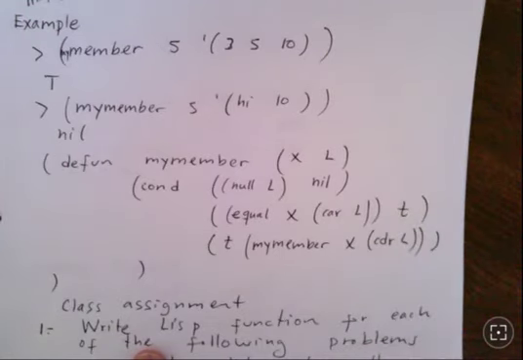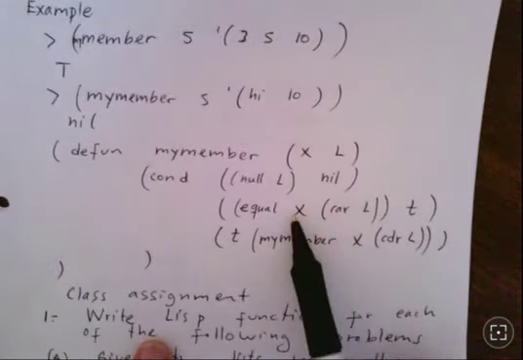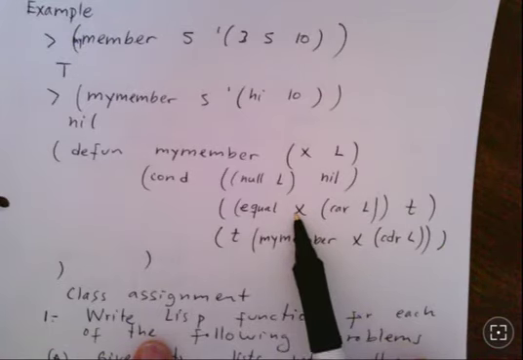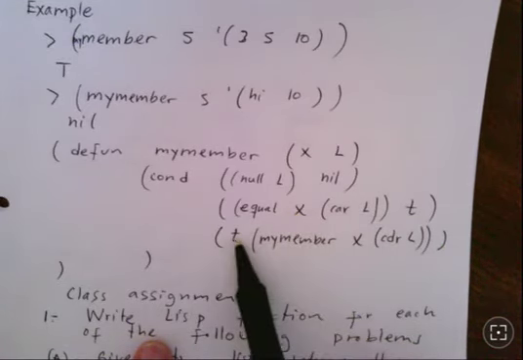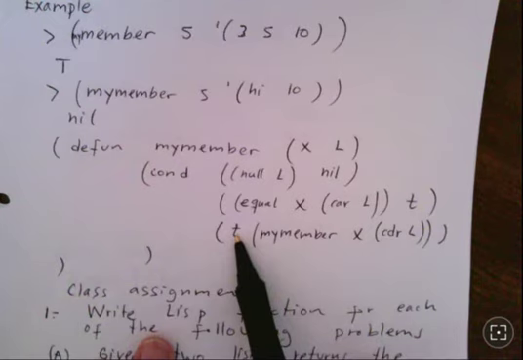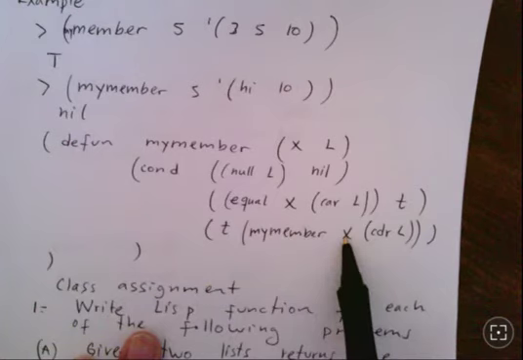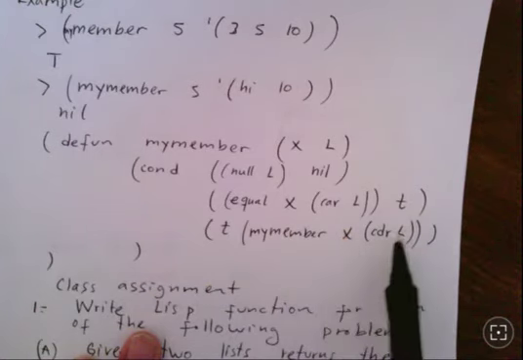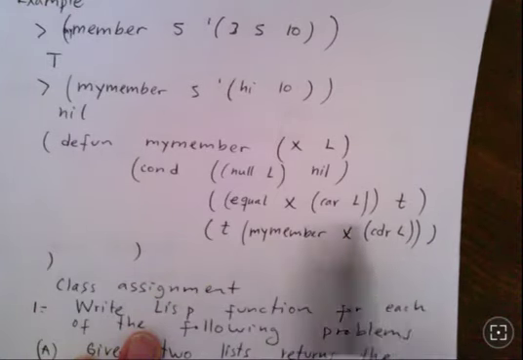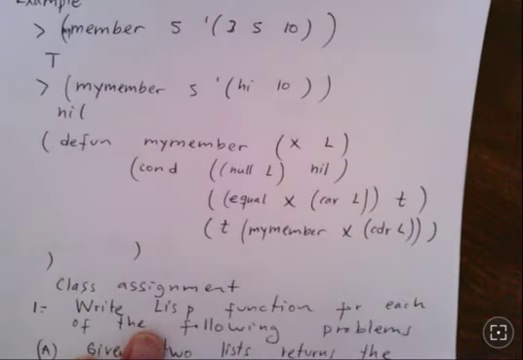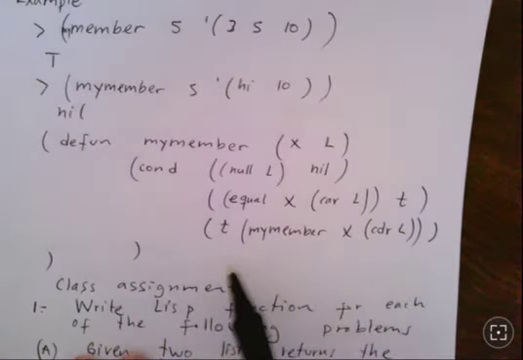That will be the main change. Otherwise, we didn't find it. It wasn't the first member. Maybe it's someplace else. Then this T means anything else, which will be myMember. So we check for the membership of x in the rest of the list, and whatever this returns will be the answer. Okay, so it's very similar to what we did before.